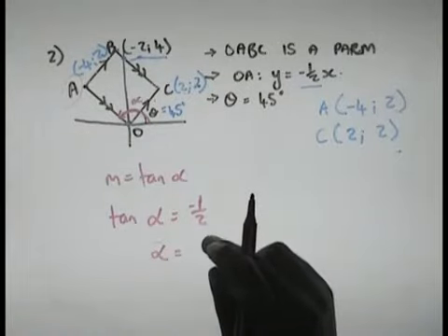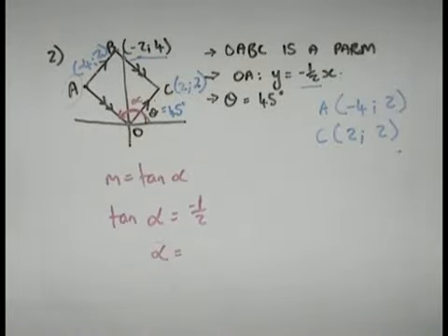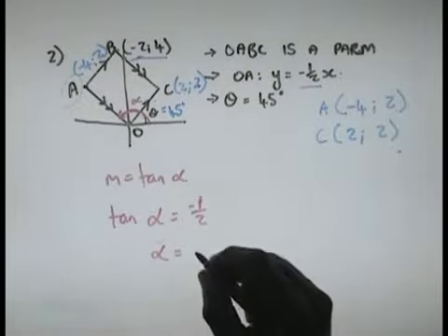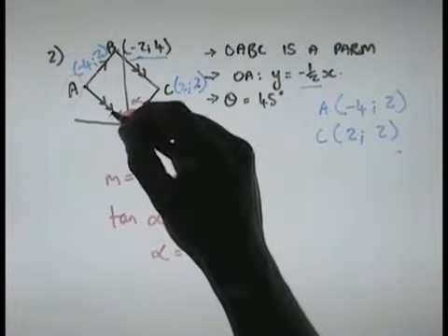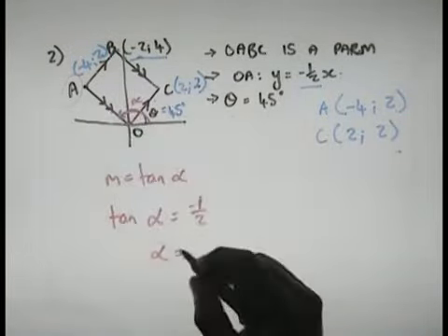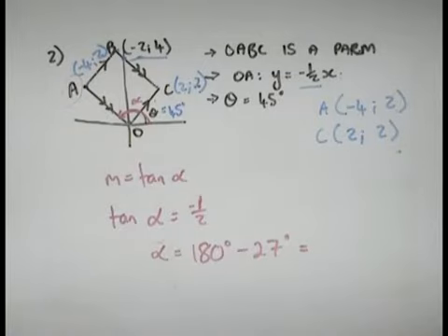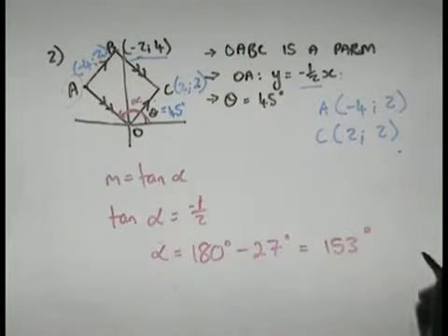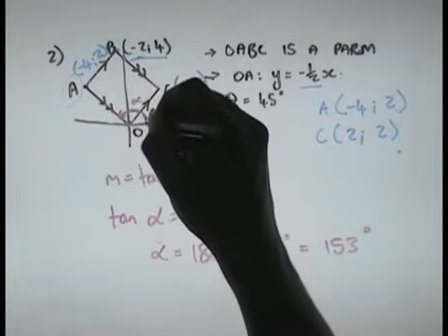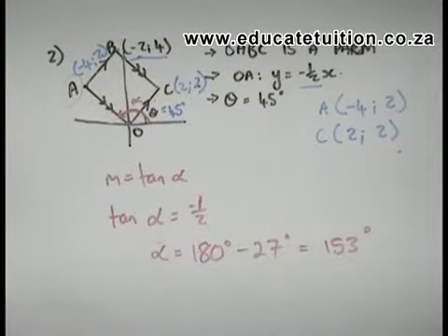But what I'm going to do is I'm first going to work out the inverse tan function of +1 over 2, which is going to give me an answer of 26.56, or rather 27 degrees. That's that angle over there, 27 degrees. So to get alpha, I'm going to say 180 degrees minus 27 degrees, which is going to equal 153 degrees. That means that alpha is equal to 153 degrees.